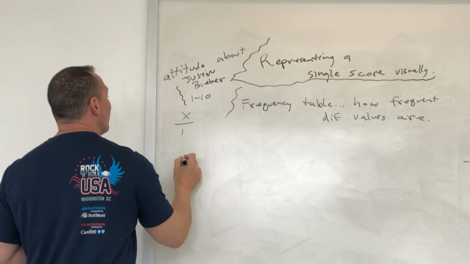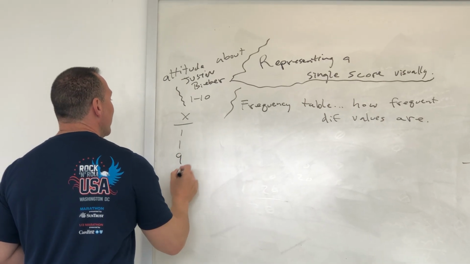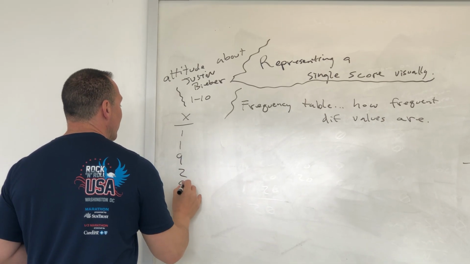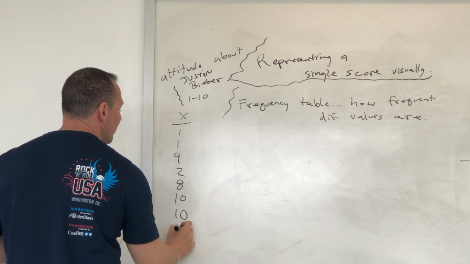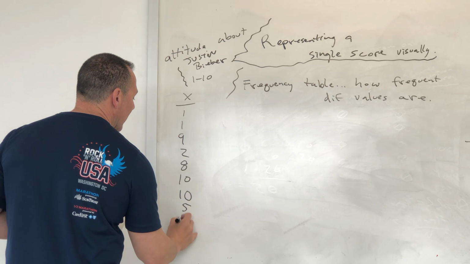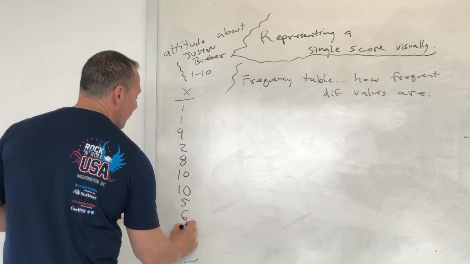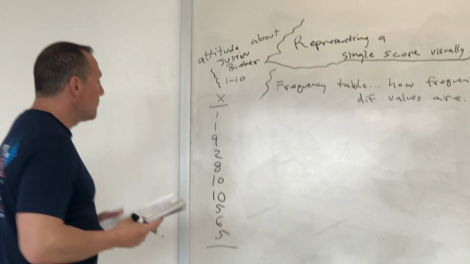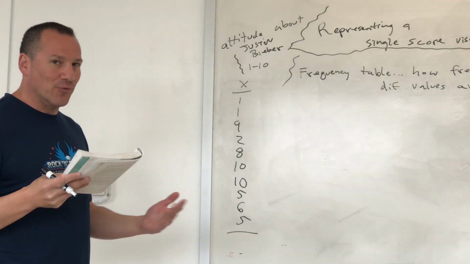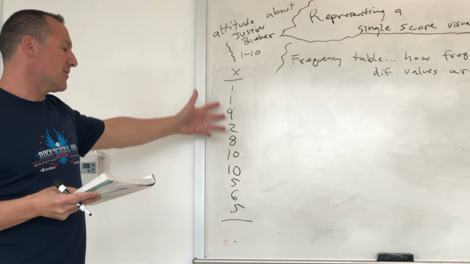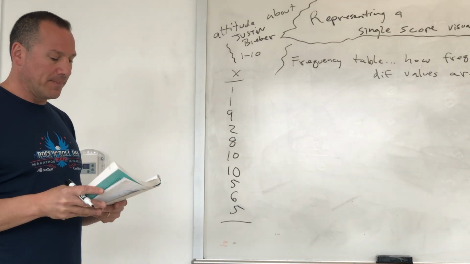I will get a couple of 1s, I'll get a 9, I'll get a 2, maybe an 8, then you got the fans over here, there's a couple of 10s, and then maybe you got some people that put 5 or 6, and then I'll end with a 5. This is about what I've asked my students, and I have asked my students, what do you think of Justin Bieber? This is about what the data look like.